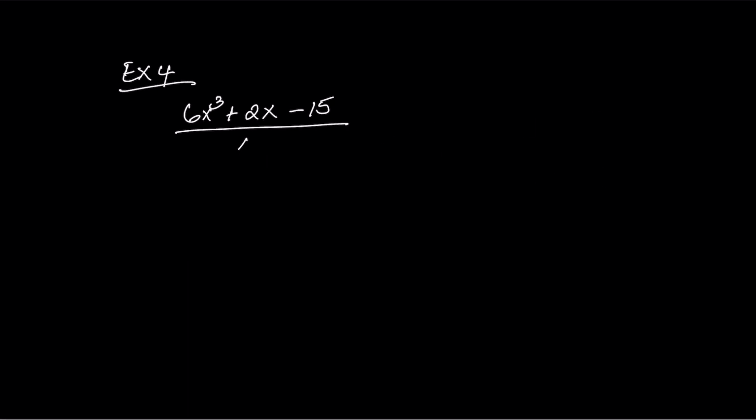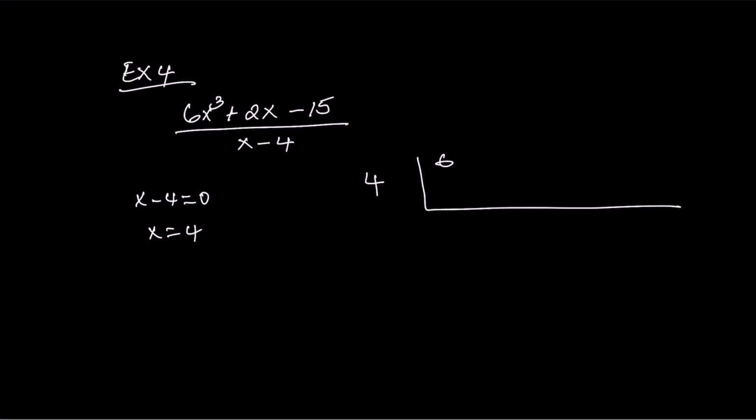Example 4, divide 6x cubed plus 2x minus 15 by x minus 4. Set x minus 4 equal to 0. That gives x equals 4, so place positive 4 outside. Coefficients include the missing x squared term: 6, 0, 2, negative 15. Bring down the 6. Multiply 4 times 6 to get 24. Add to 0 to get 24.